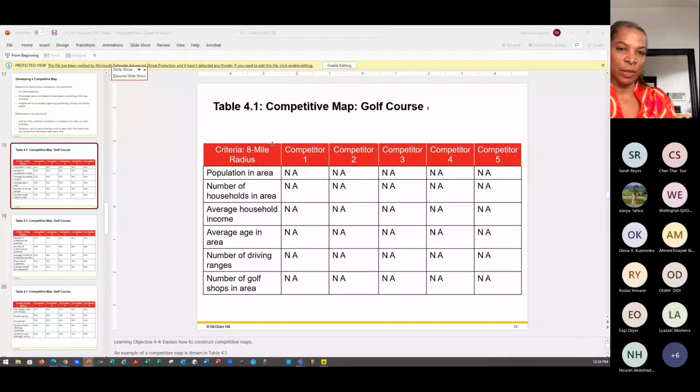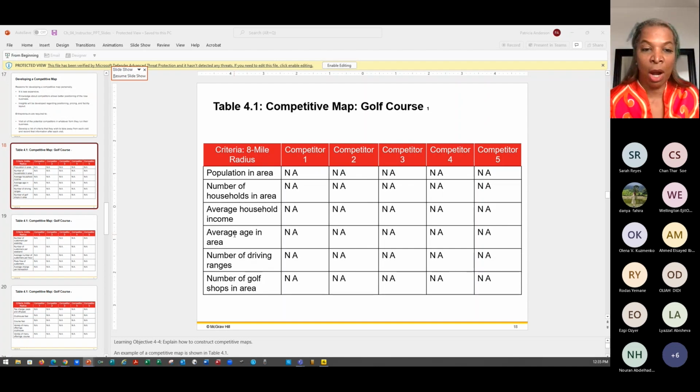You said you've identified your competition, which is good. That's the first part. This example is for a golf course, so it's going to be different. You would just list your competition here. You should do this today and then list your competition, and this part will be different because you're not a golf course.